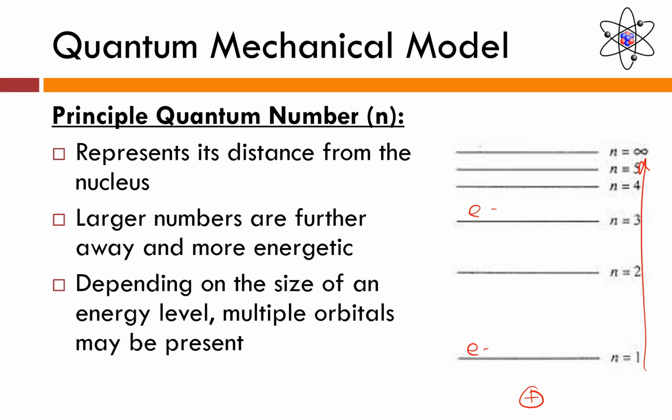Just like in the Bohr model, those rings are different sizes. You can think about these energy levels as being different sizes. The ones that are closest to the nucleus are going to be smaller, so we're not going to be able to hold as many orbitals. And you can just think about orbitals as being electron clouds at this point in time.